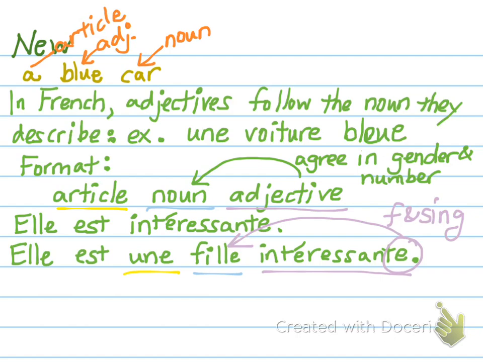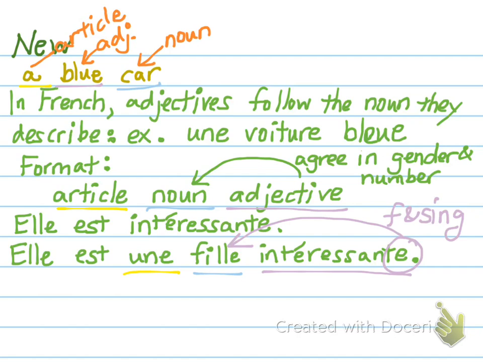So that's really the only thing that's new in this part of lesson 11: adjectives go in a different spot in a French sentence than they do in an English sentence, right? In our English sentence, we have our article, then we have our adjective, and then we have our noun. Notice that the order is different in French and in English.